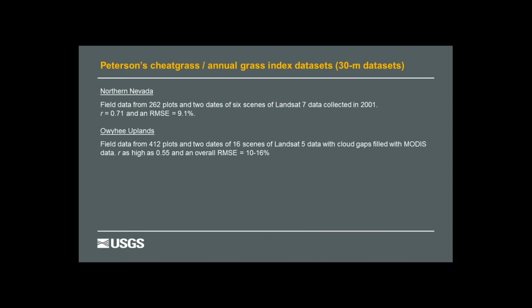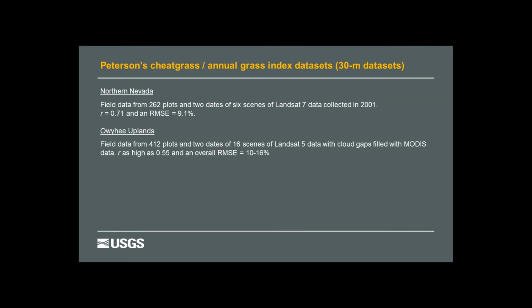The Oahe uplands map was generated in the mid-2000s, and it also used field data and Landsat data with cloud gaps filled with MODIS. The correlation coefficient wasn't quite as robust as the northern Nevada correlation coefficient, and the overall RMSE was a little lower too, ranging from 10 to 16%. These were the 2 spatially explicit data sets that we were familiar with and aware of. And so when we first started mapping cheatgrass in about 2010, these are the data sets that we used.